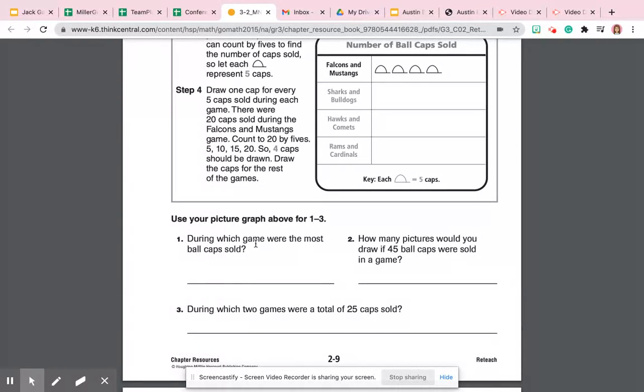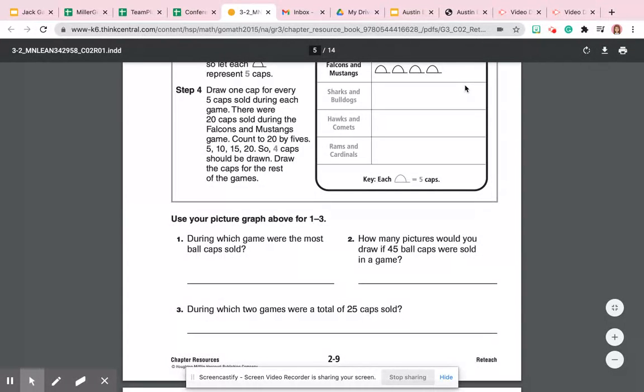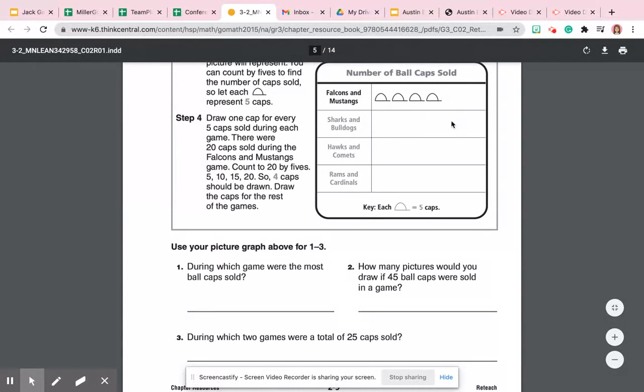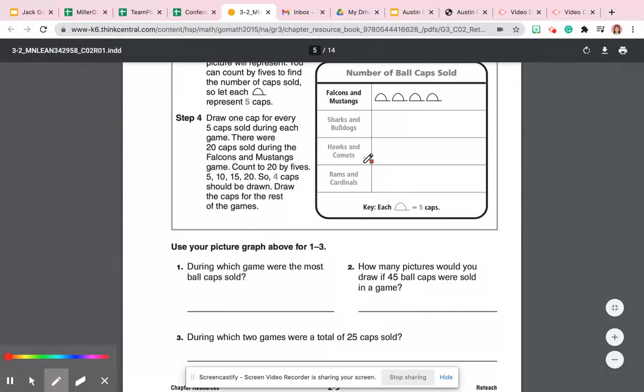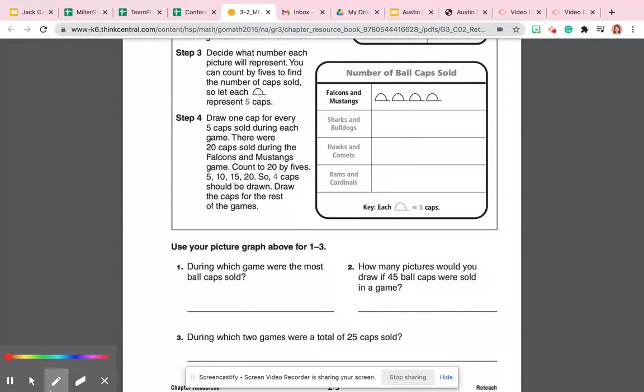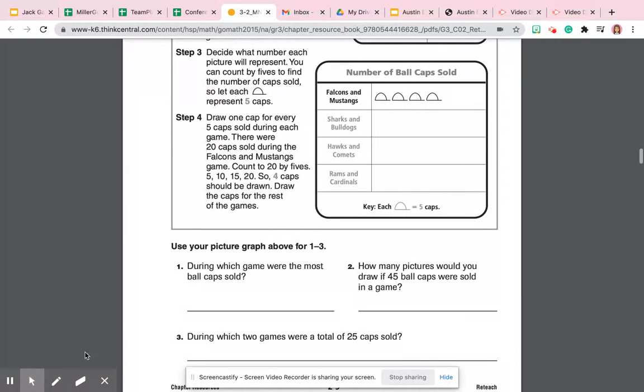During which game were the most caps sold? So you're going to look at the numbers of caps that you drew up here and figure out during which game had the most. So we had 4 caps up here. I'm just going to draw some circles to fill in our answers here. So we had 30 for this one. So we had 5, 10, 15, 20, 25, 30. We only had 1 cap here because we only had 5. And here we had 5, 10, 15. So we had 15 caps there.